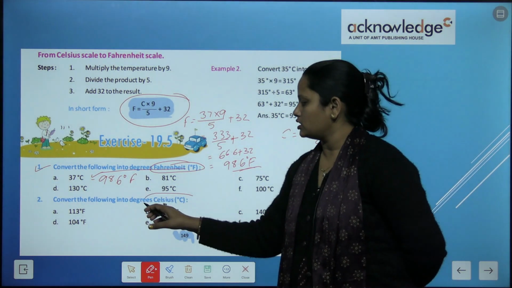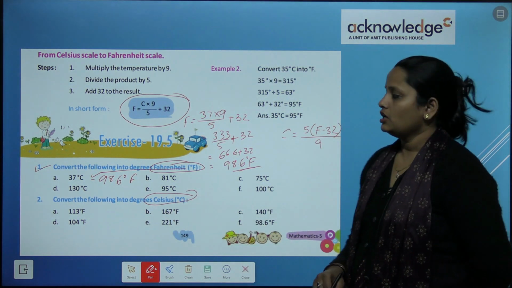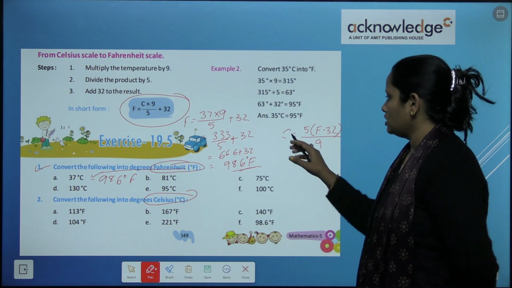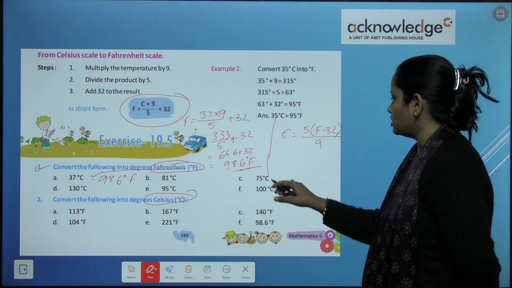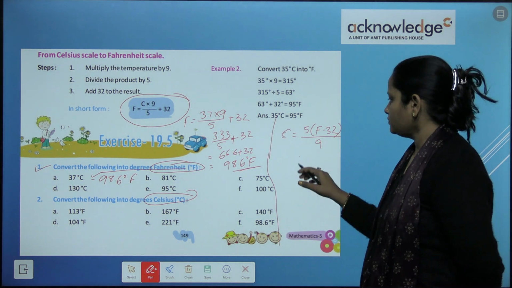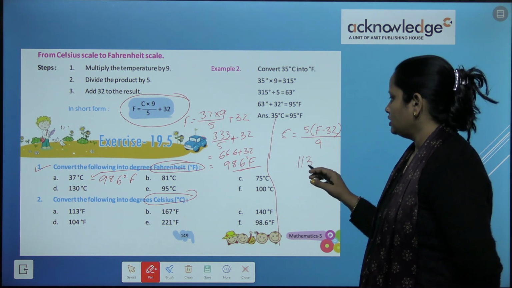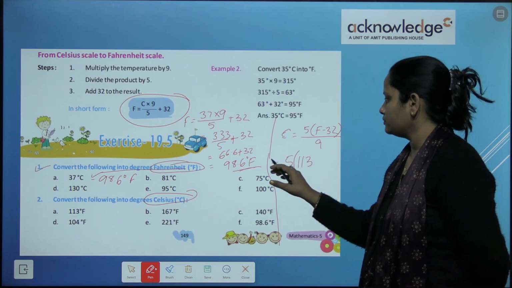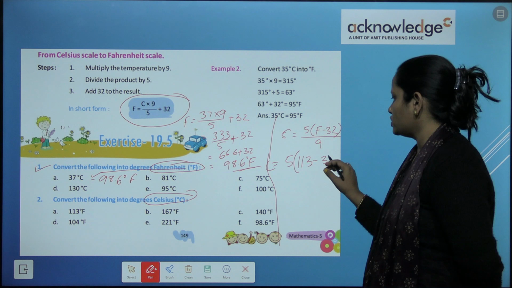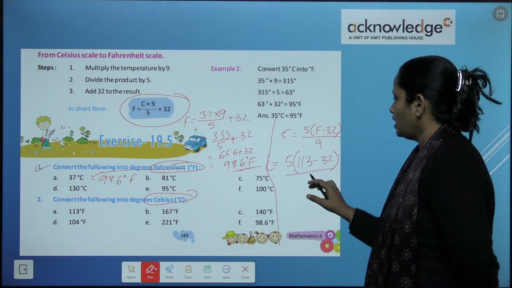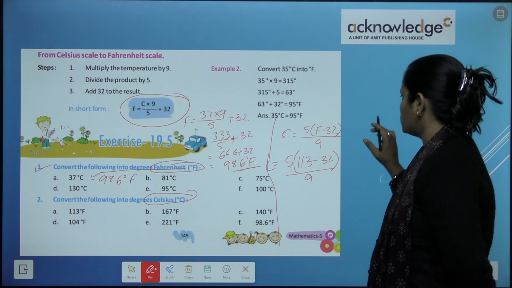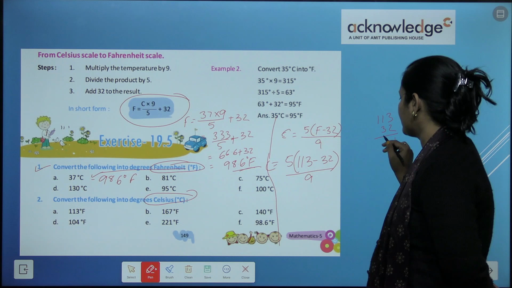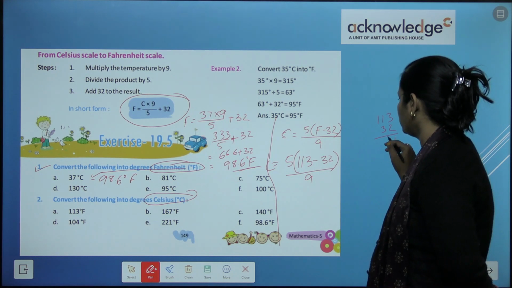Now the next question is, here we have to convert the following degrees that are given in Fahrenheit to Celsius. So let's convert it, and for this we are going to use this formula. So here 113 is in Fahrenheit. First let's subtract 32 from this and then divide it by 9. So 113 minus 32, it will be 81.